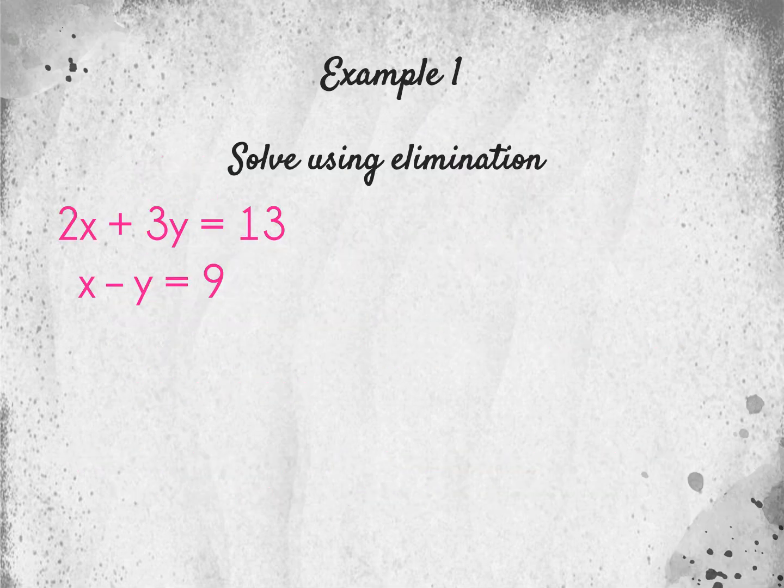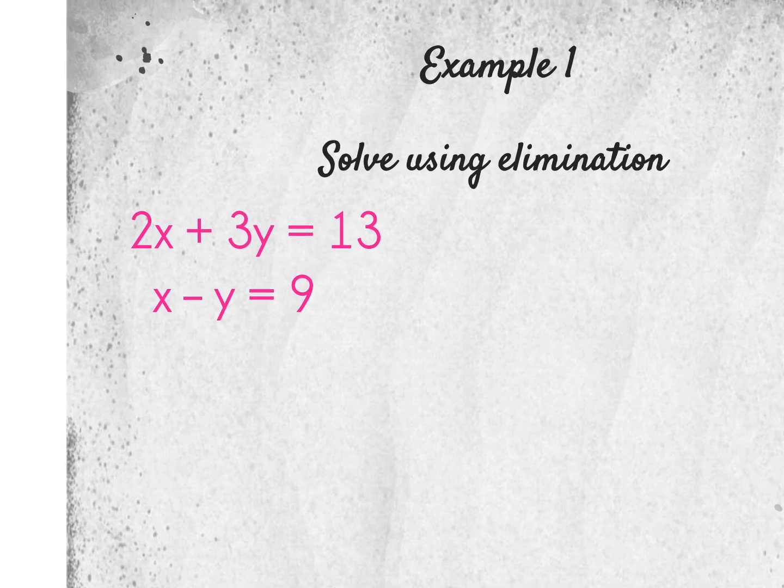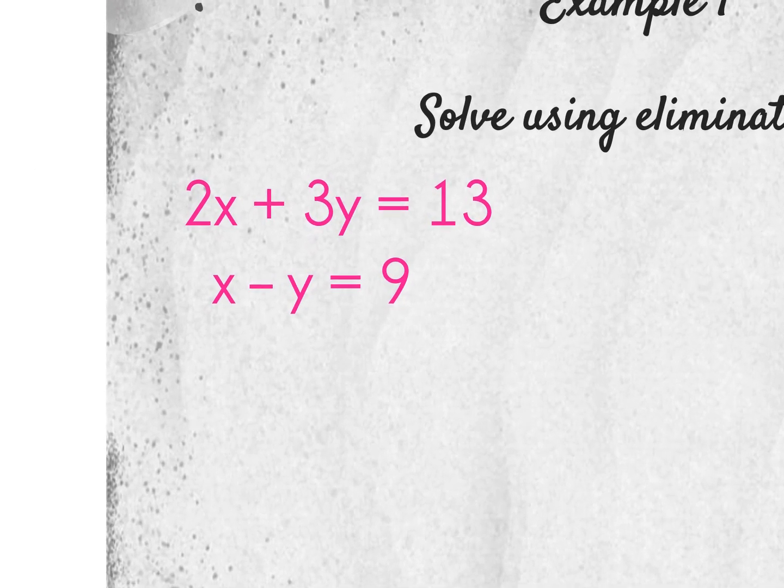So here's our first problem. Notice they're both in standard form. In order to get one of the variables to cancel out, I need to have the number in front of the x's, or the number in front of the y's, be the same number but opposite signs. So for this one, I can either choose to eliminate x by multiplying my second equation by -2, or I could choose to eliminate y and multiply that second equation by +3.